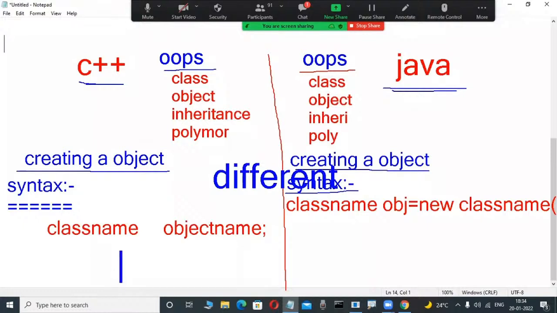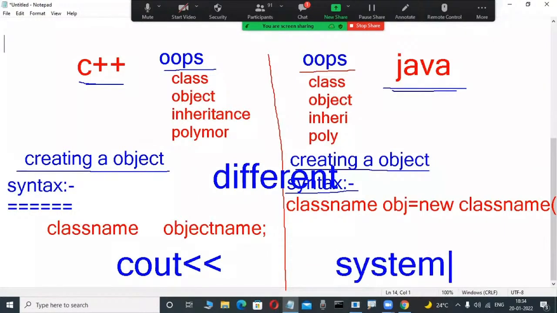Suppose in C++ I want to display output, cout is a function for streaming output. And in Java, what is the function? System.out.println, something like that. That's why they are syntactically different. The functions are also totally different in these two object-oriented languages.